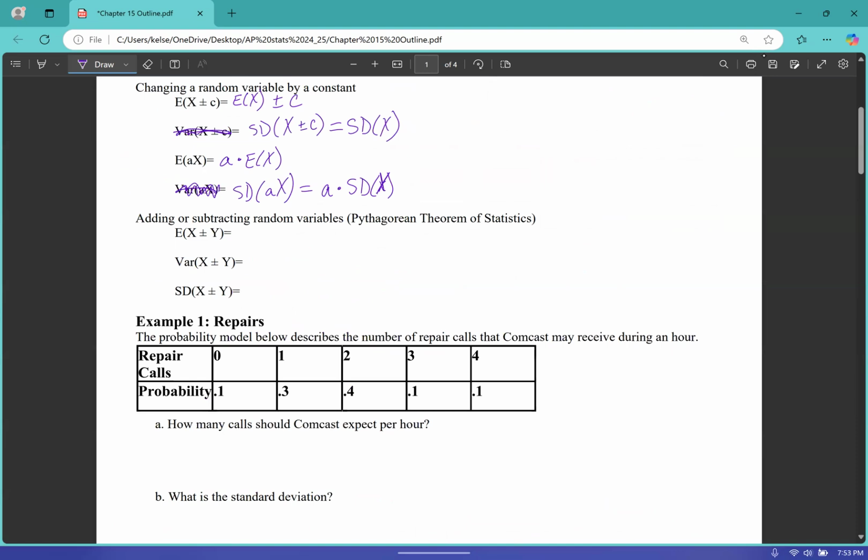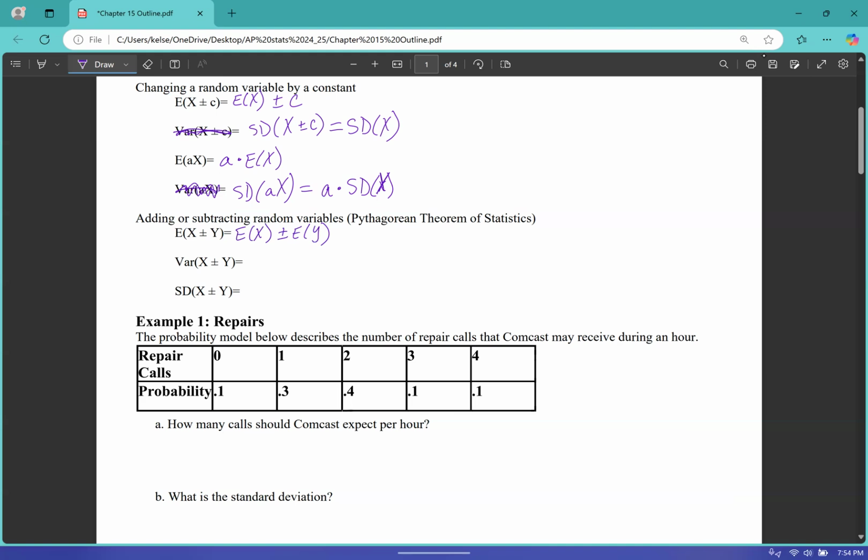Okay, so when we are adding or subtracting random variables, we are going to be using what is called the Pythagorean theorem of statistics. Okay, the Pythagorean theorem of statistics. And so basically, if you like the means, they're straightforward. The expected value of x plus or minus y is just the expected value of x plus or minus the expected value of y. I'm sorry, guys, not the absolute value. So the means are straightforward. You just add them or you subtract them.